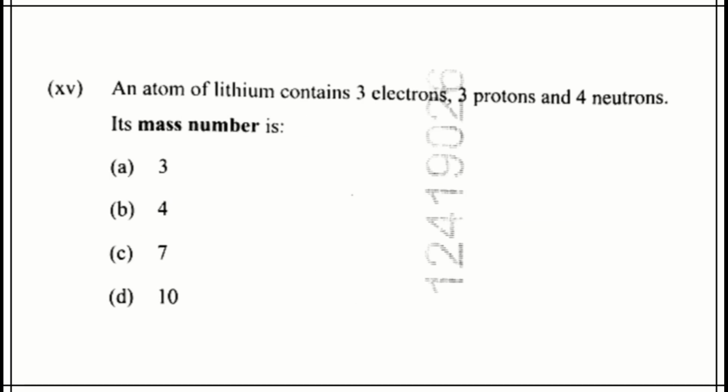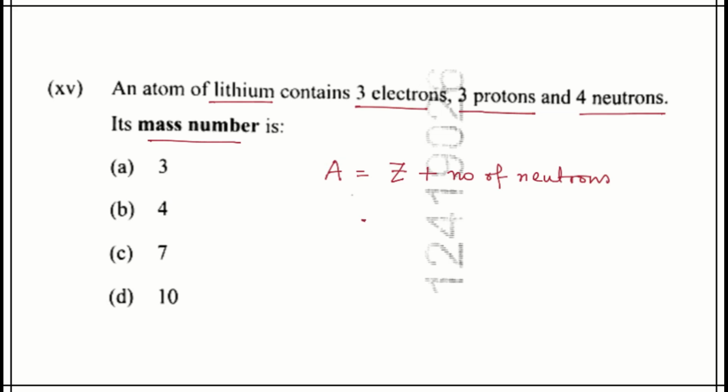Next question. Question number 15. An atom of lithium contains 3 electrons, 3 protons and 4 neutrons. Its mass number? We know mass number A is equal to the number of protons, which is Z, plus the number of neutrons. In this case, Z is the number of protons, which is 3, and the number of neutrons is 4. So therefore, the mass number will be 7. So option C is the correct answer. Lithium has mass number 7.